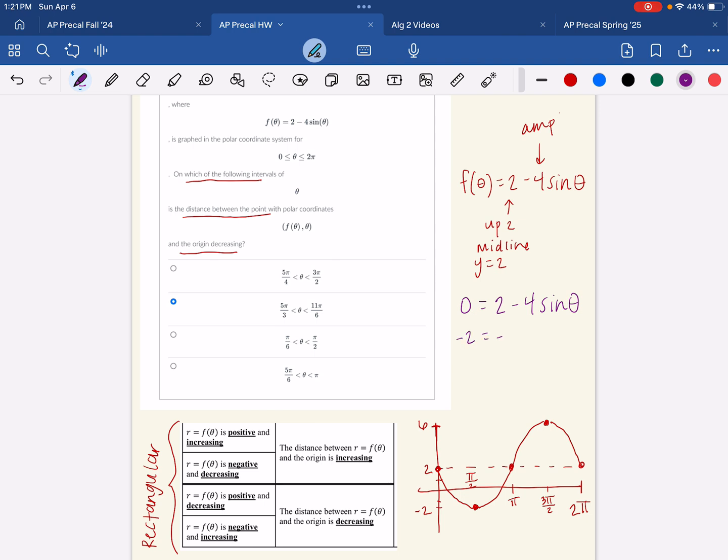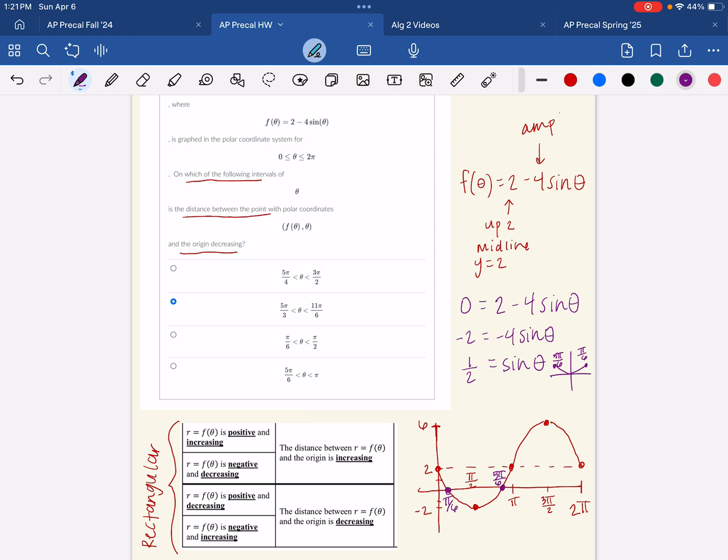So I'm going to subtract 2. Divide -2 over -4 will reduce down to a half. And then we're thinking about when is sine a half. On our unit circle, we know that happens at positive pi over 6 and 5 pi over 6. And so that's going to reveal to us these two x-intercepts where the graph changes from positive to negative. So pi over 6, 5 pi over 6. Okay, great.